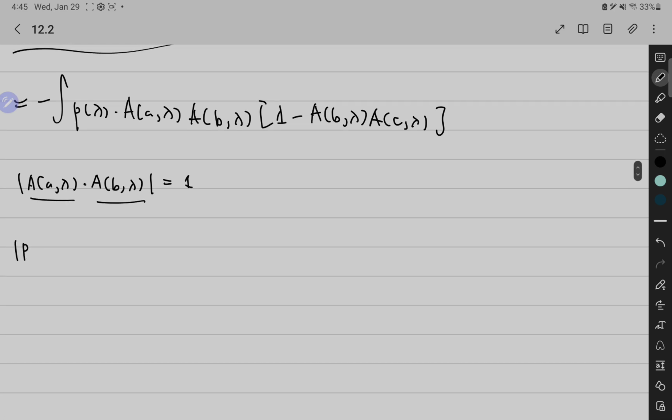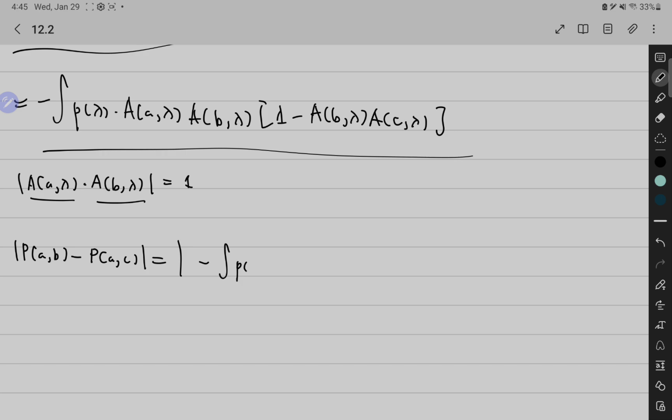So let's take the absolute value of our PAB minus our PAC, which is equal to the absolute value of this whole thing we have here. So negative integral P lambda times A lambda, A B lambda, 1 minus A B lambda, A C lambda is what we have here.